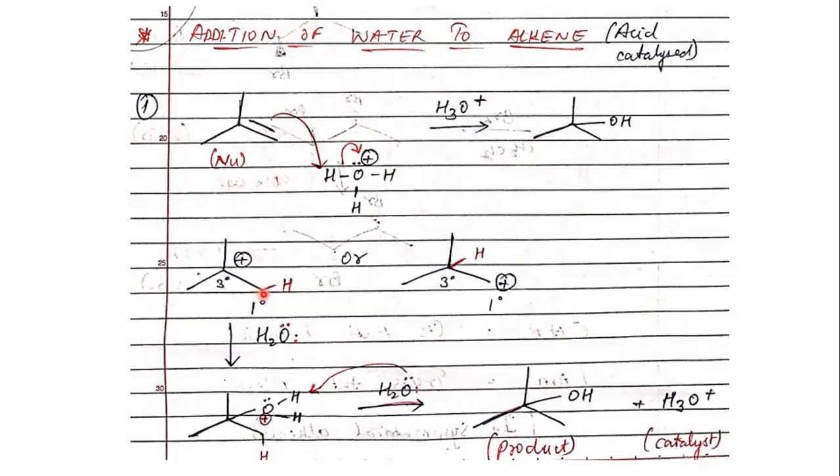So the first step, hydrogen gets attached on the double bonded carbons. So either a tertiary carbocation or a primary carbocation. You all know the stability of carbocations. A tertiary carbocation is far more stable. That is why this reaction will only happen. This reaction won't happen. Only a tertiary carbocation will be formed.